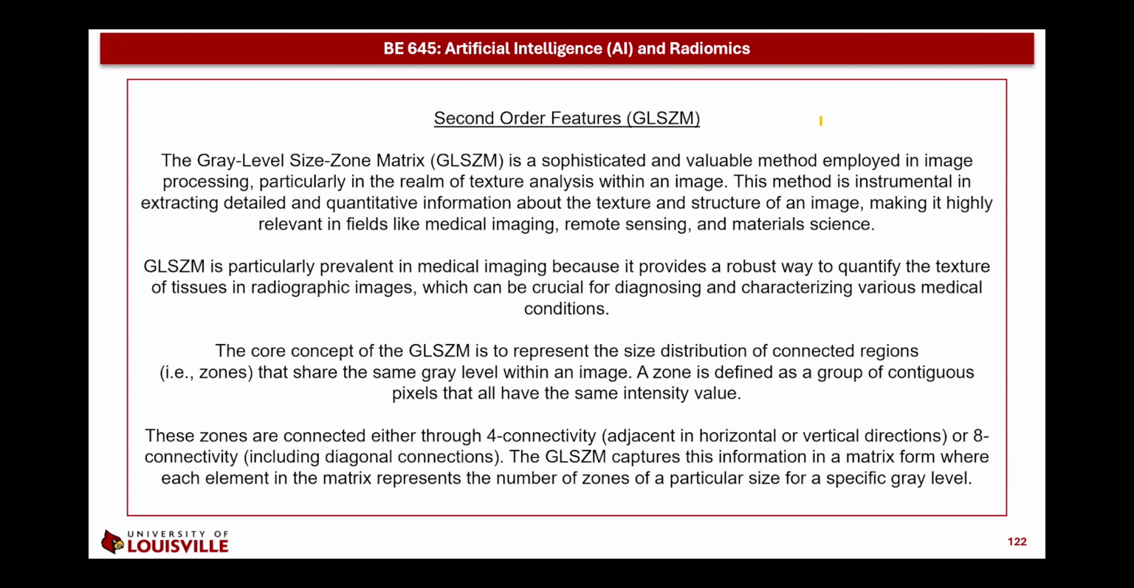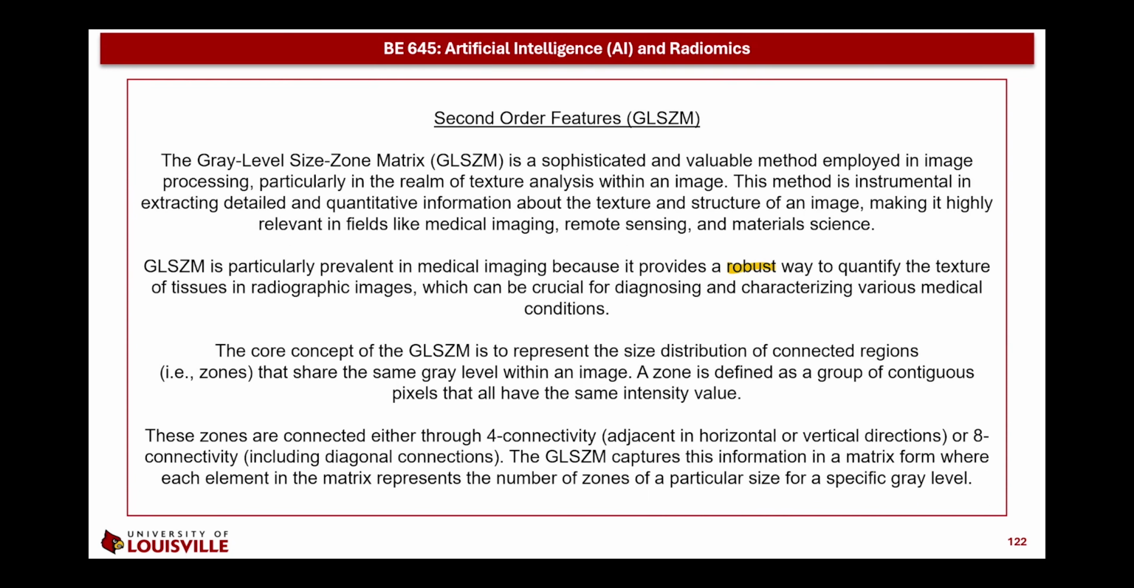In today's lecture we are going to deal with a new second order feature technique called gray level size zone matrix, or in short GLSZM. This technique is sophisticated and valuable, and can be applied in image processing, especially in medical image analysis, because it is used to extract detailed and quantitative information about the texture and structure of the image. It provides a robust way to quantify the texture of tissues in radiographic images, which can be crucial for diagnosing and characterizing various medical conditions.